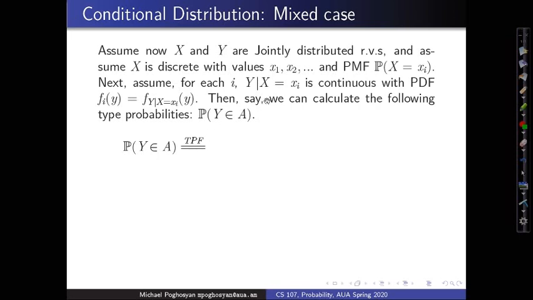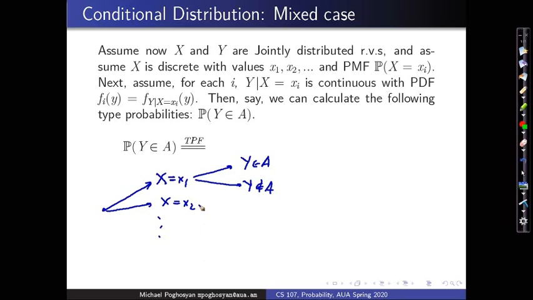Then we can calculate the following type of probabilities: the probability that Y will be in some region or set A. We are using the total probability formula. So let me explain what we have. We want to calculate that Y is in A. Y in A can happen in several cases. We can have that X is equal to X1, or another case when X is equal to X2, or etc. And if X is equal to X1, we can have Y in A, or Y not in A.